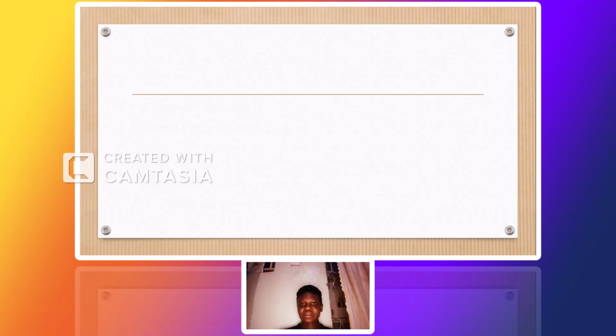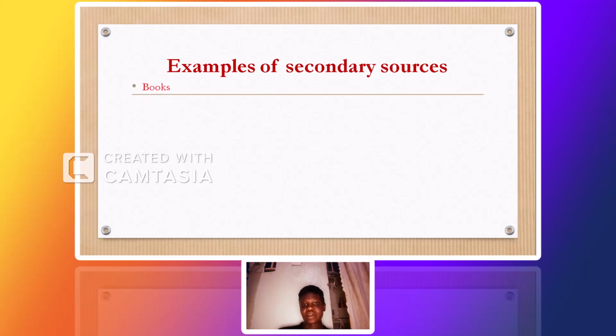So if we look at these secondary sources, they deal with interpreting what was already in the primary source, which we have looked at already in our video about primary sources. At this juncture, let's look at the examples of secondary sources.